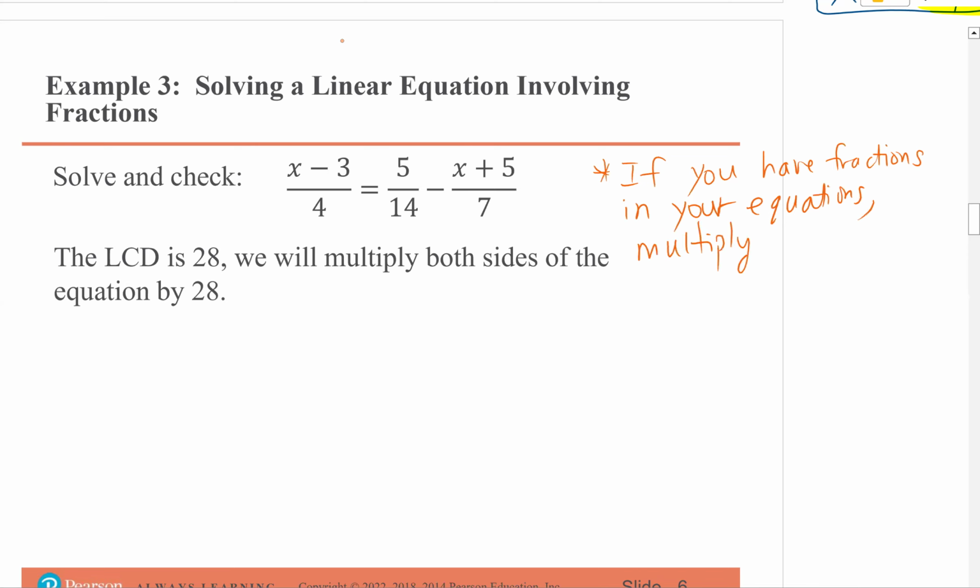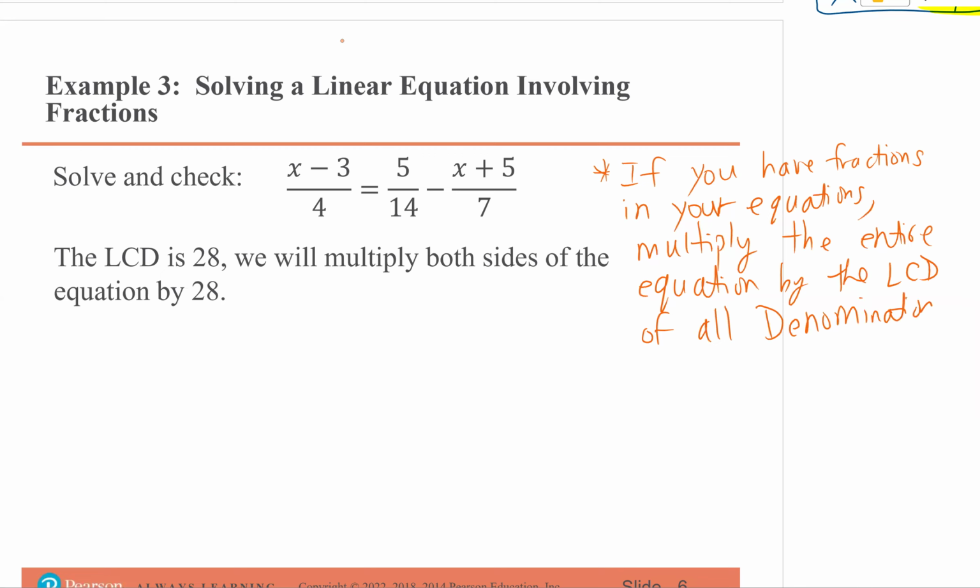multiply the entire equation by the least common denominator of all denominators. And then we'll see a lot of things cancel. I think we saw something like that in one of the prerequisite sections with the rational expressions. The very last example we did was complex fractions.